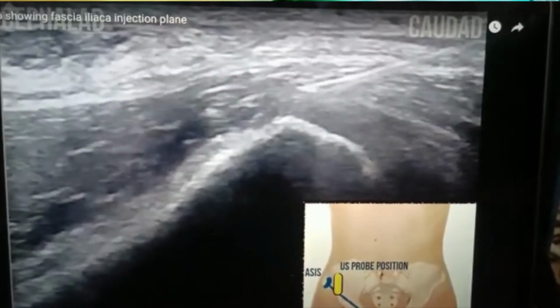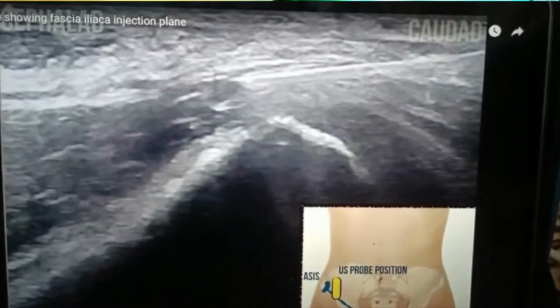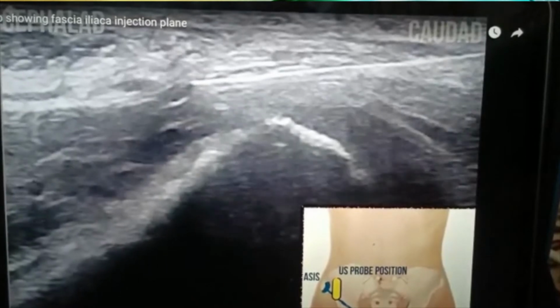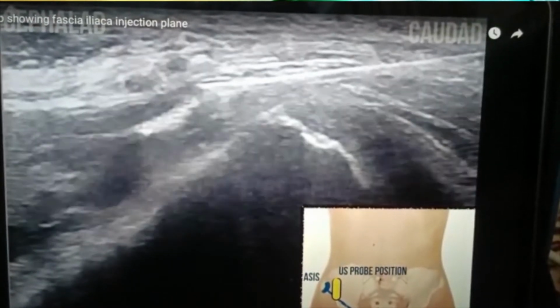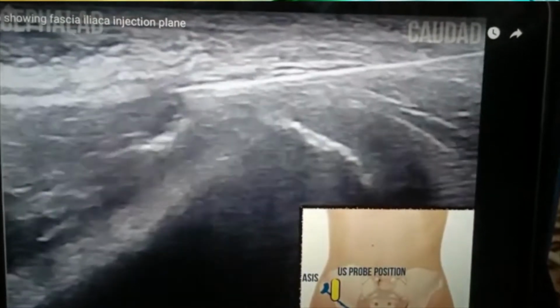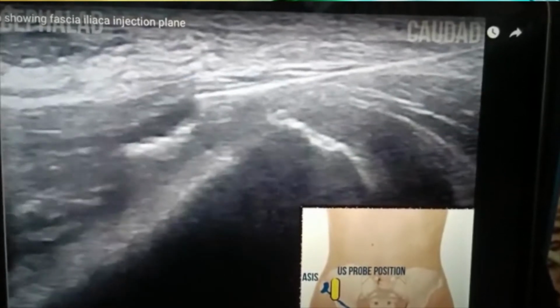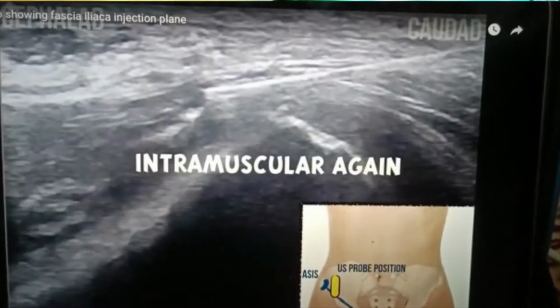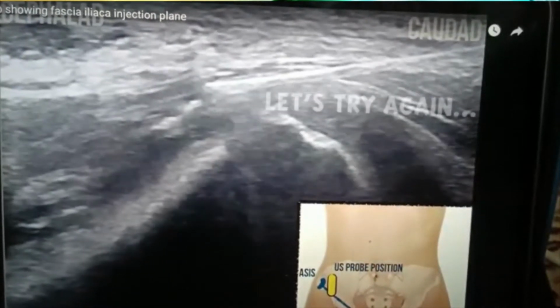So this one is a little bit overshoot. So the needle will retract a little bit, and try to give the local anesthetic around here. Now, the test dose was given, however, it's not into the fascia iliaca. This is going into the muscle. So what we need to do is withdraw the needle and reintroduce it again.